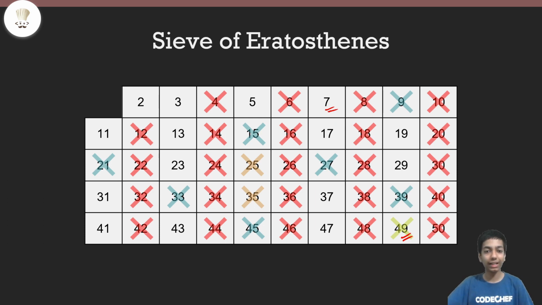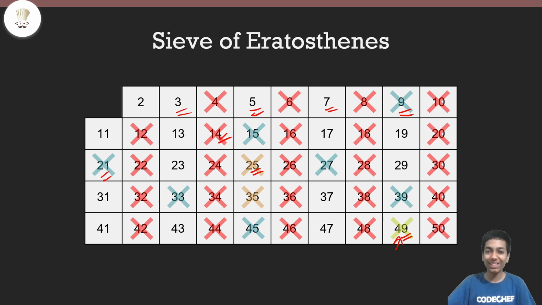Although it can cut off 14 and 21 and all as well, effectively 7's first multiple that it's striking off, which has not been striked off yet, is 49. Same goes for 5. For 5, the first multiple it cut off was 25, right? And for 3, the first multiple it cut off was 9. So can you notice a pattern here? That for any number i, the first multiple j it cuts off is i square.